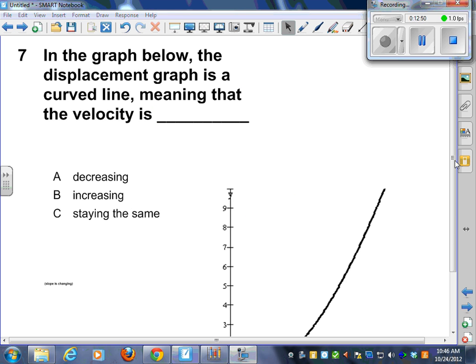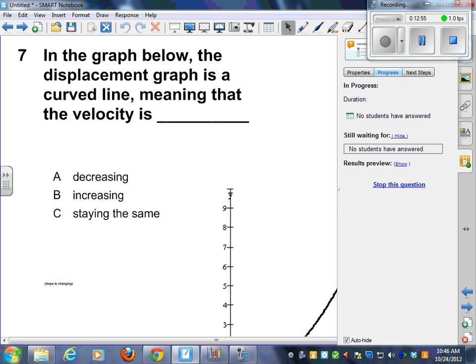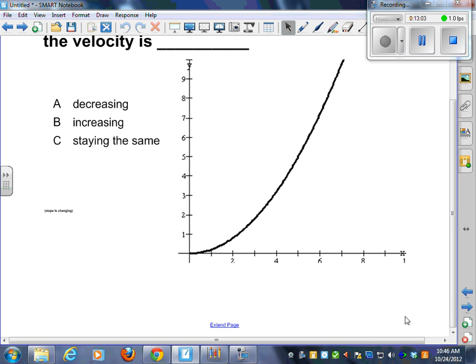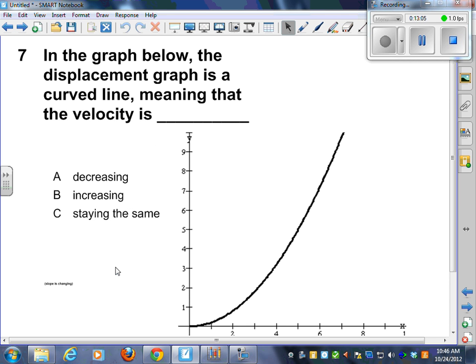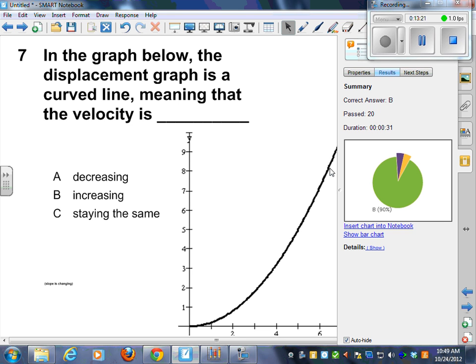Okay, here's another one. Now, you have this graph on that sheet, right? If you want it in length, the sheets are there by the clickers. In the graph below, the displacement graph is a curved line, meaning that the velocity is decreasing, increasing, or staying the same. It's pretty good. 90% of you said that the velocity is increasing. Correct answer is increasing.